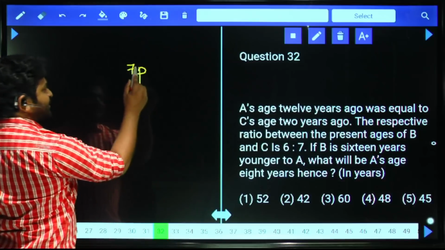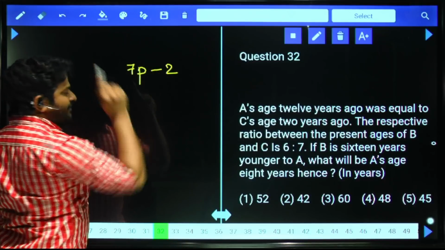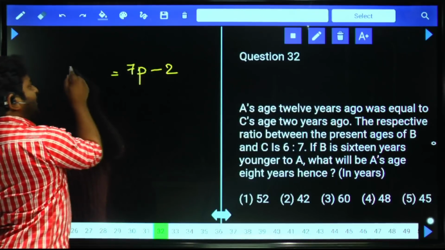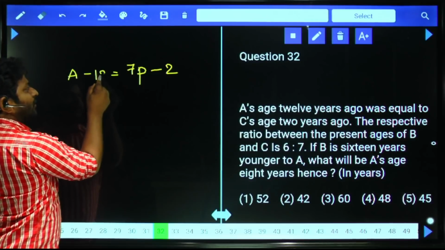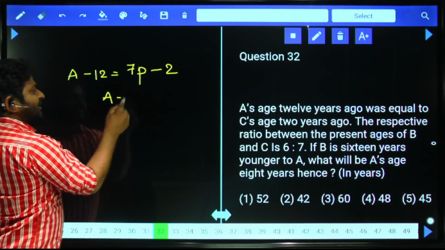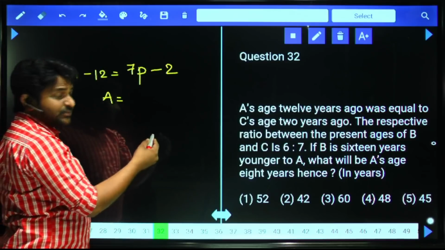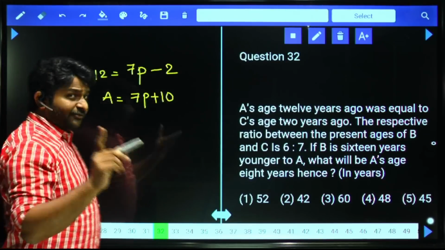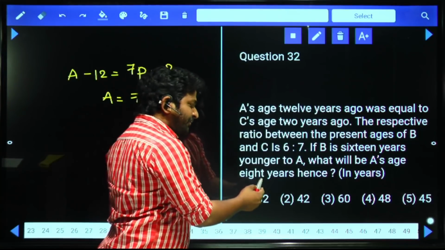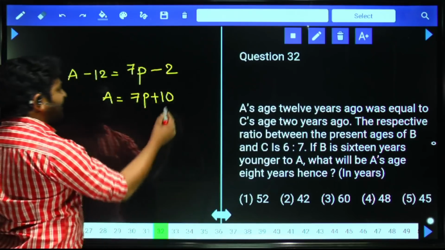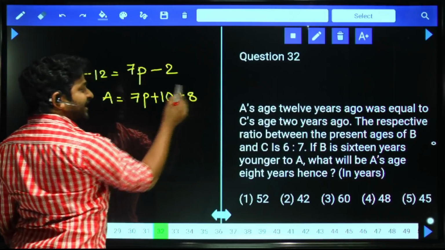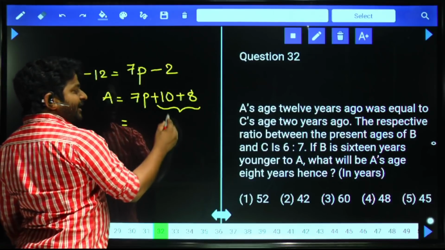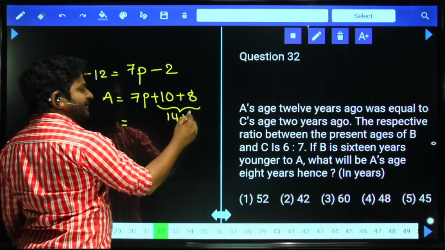A's age 12 years ago was equal to C's age 2 years ago. C's present age is this one, and 2 years back it will be minus 2. This is equal to A's age 12 years back. Now, to get the present age of A, this minus 12 goes to the other side and becomes plus 12. So that will be 7 parts plus 10. But what is your final question? The question is to identify A's age after 8 years. After 8 years, again we have to add 8. Now that will be 7 parts plus 18. 18 can be written as 14 plus 4.